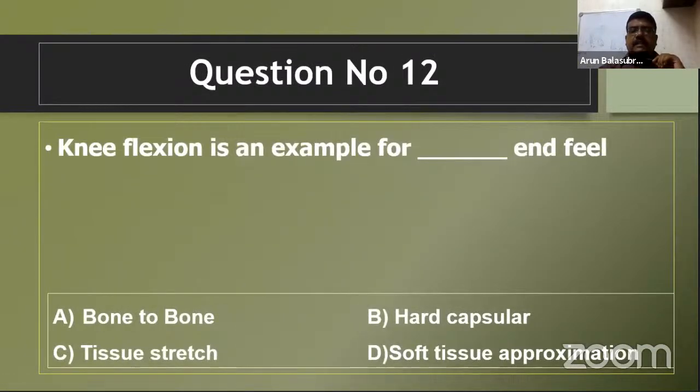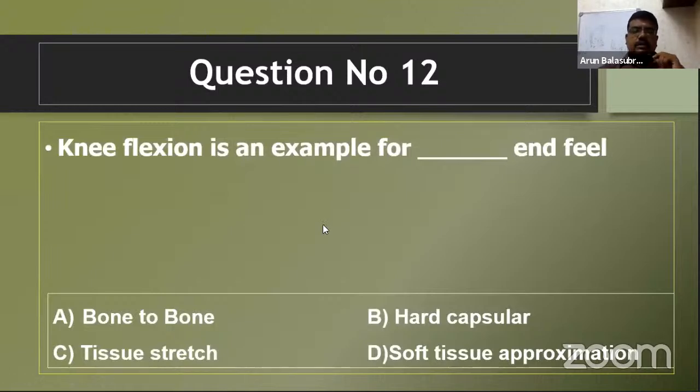Okay, knee flexion is an example of what end feel? Is it bone to bone, tissue stretch, hard capsular, or soft tissue approximation? So knee flexion, not extension.